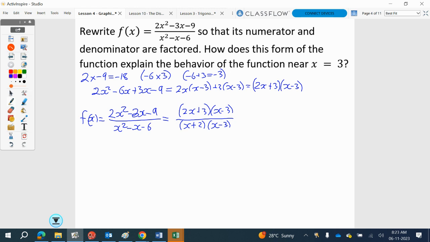These two functions are the same function. Why do we have no asymptote at x equal to 3? Discuss with the person next to you. Why do we have it?